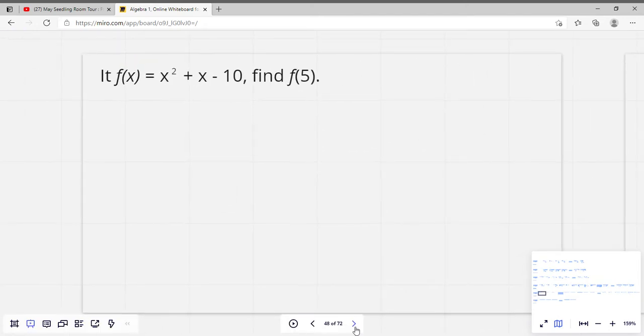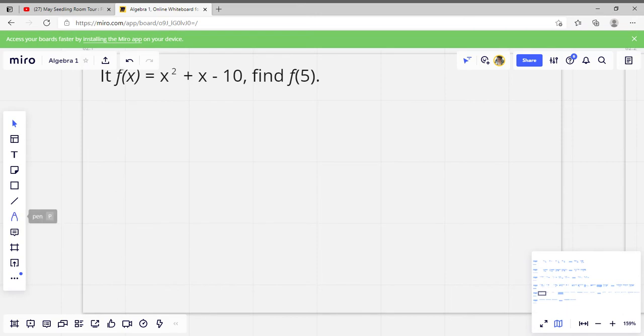Alright, first we have to evaluate this function, and we have already learned that when we have a function, it's going to give us, for every x value, a unique y value. So all we have to do, f of x equals x squared plus x minus 10. Find f of 5, that means we just have to plug in 5 wherever we have x. So we've got x squared plus x minus 10, and we're going to plug in 5 wherever we have x.